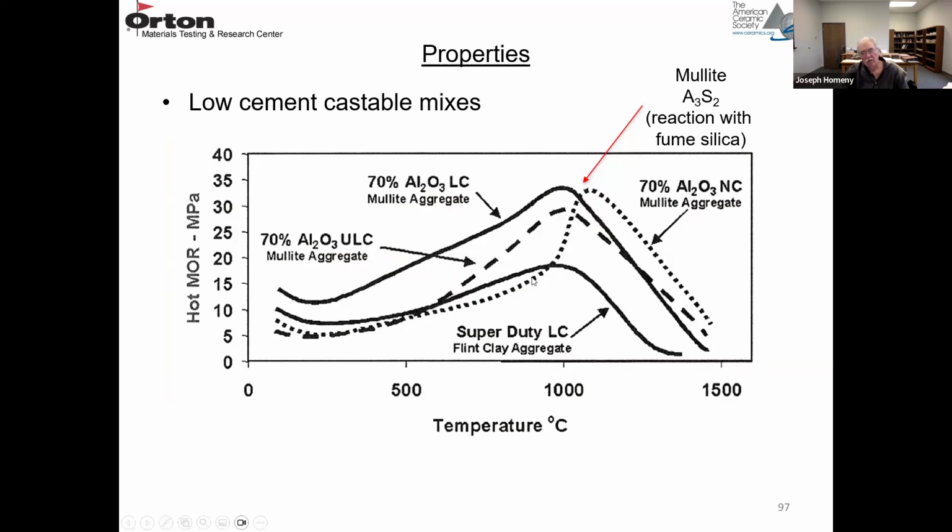So in all of these, since they're trying to produce mullite as the bonding phase, there's an increase in strength above 1,000 degrees C. So that's where the mullite is forming. These are low cement castables. They're most likely going to have a fumed silica that reacts with the alumina to form mullite. So that improves the strength. And eventually, as you go up to higher temperatures, you start forming liquids and the strength will fall off.